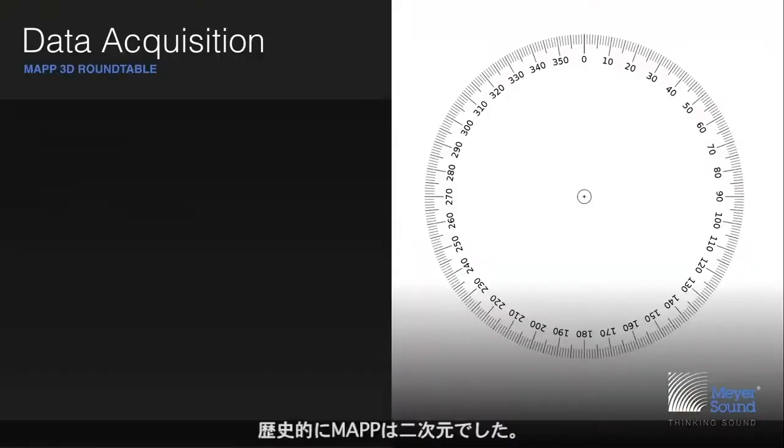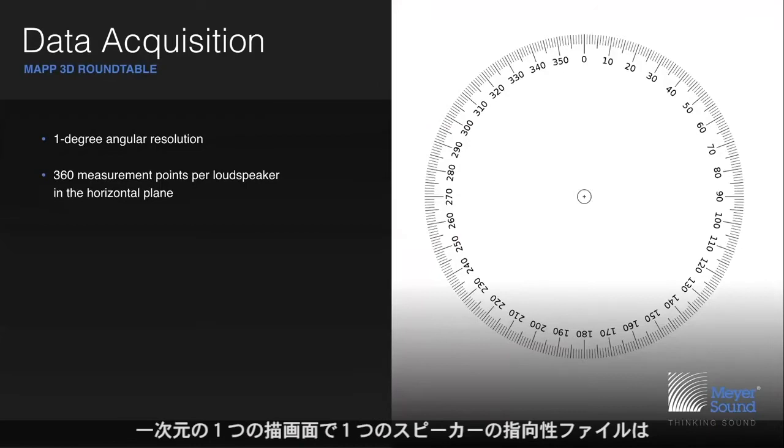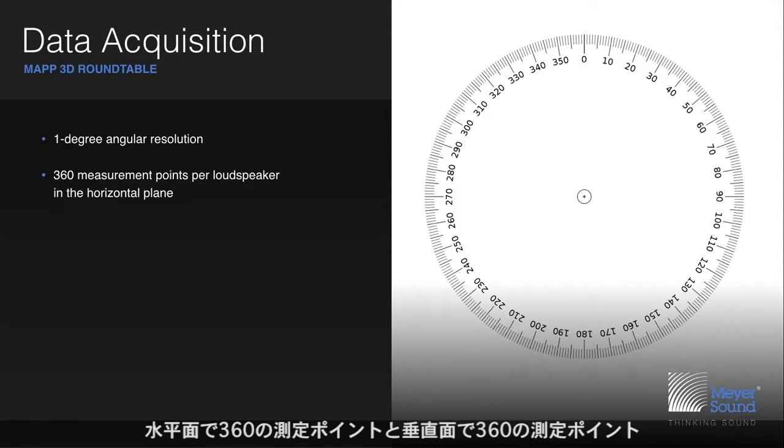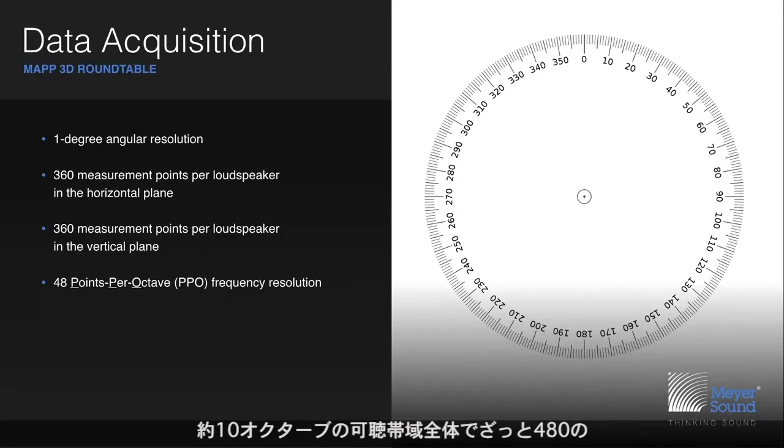And historically, MAPP used to be two-dimensional, and that means that we had high-resolution data, 1-degree angular resolution, and that means that in one drawing plane, in one dimension, a single loudspeaker directivity file would consist of 360 measurement points in the horizontal plane, and of course 360 measurement points in the vertical plane at 48 points per octave. That means for the entire audible band, which is about 10 octaves, you're looking at roughly 480 data points.